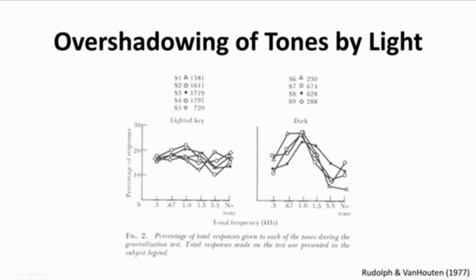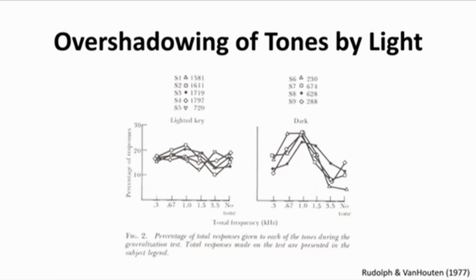And the graphs over here show individual data for a bunch of different pigeons, and these are meant to be generalization curves. So in the middle here, we have a 1 kilohertz frequency, which is the 1000 hertz tone that they were trained on. And they would go to frequencies that were slightly lower and slightly higher to see what their responding looked like when we shifted.